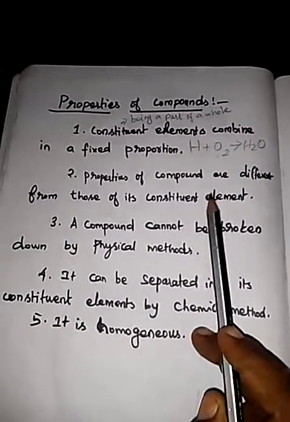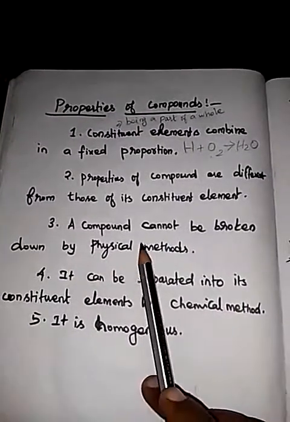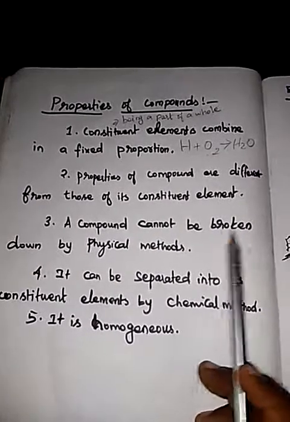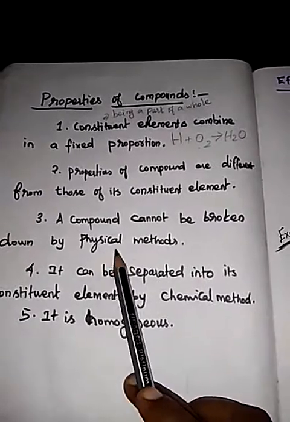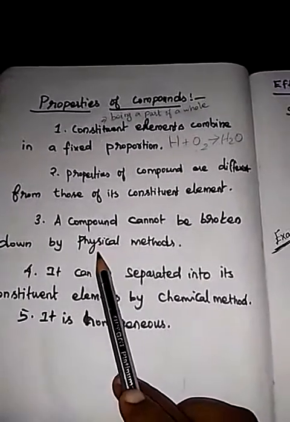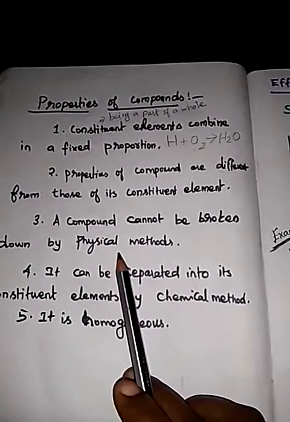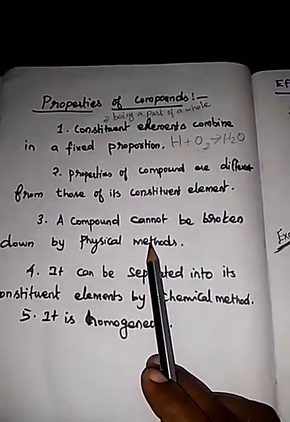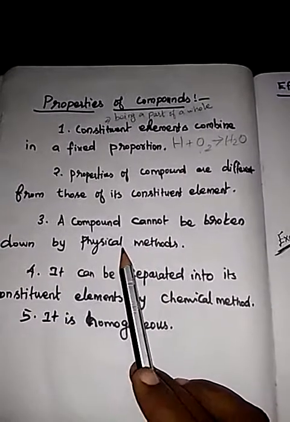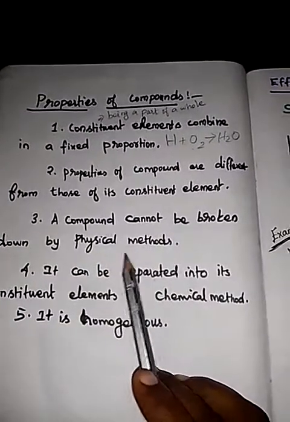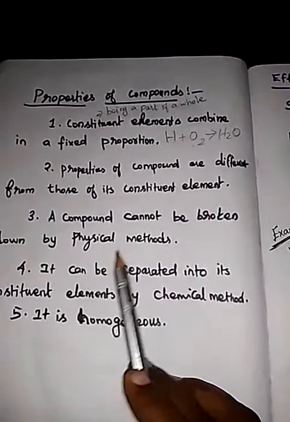Okay students, clear? Then third, a compound cannot be broken down by a physical method. For example, sodium chloride cannot be broken by a physical method such as filtration. We see sodium chloride in our kitchen. Sodium plus chlorine combined to form sodium chloride, but the sodium chloride cannot be separated by a physical method.